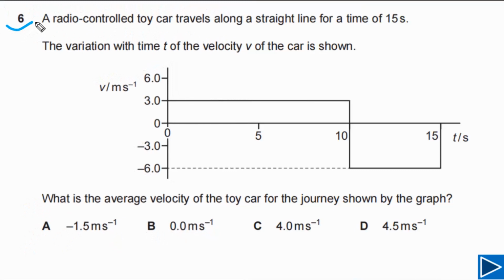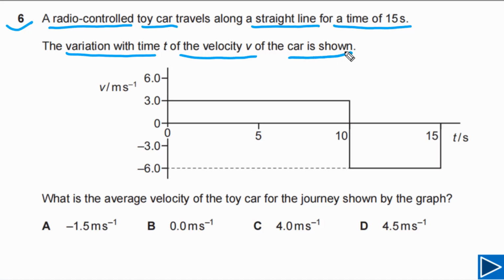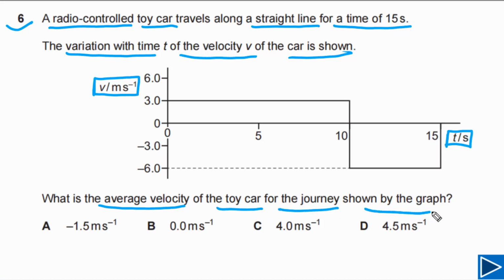For question number 6, it is given to us a radio controlled toy car travels along a straight line for a time of 15 seconds. The variation with time t of the velocity of the car is shown here. You can see on the y-axis we have velocity and on the x-axis we have time. The question is asking us to calculate the average velocity of the car for the journey shown by the graph.